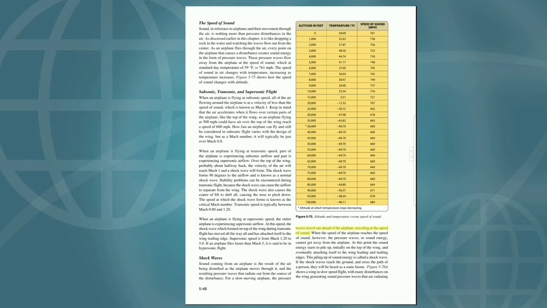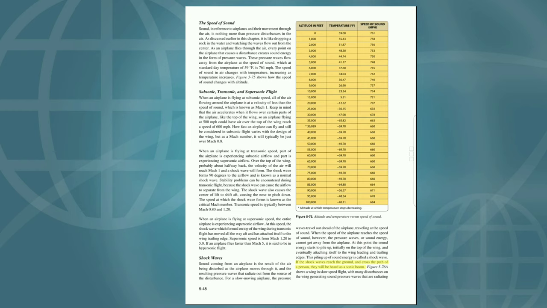Waves travel out ahead of the airplane, traveling at the speed of sound. When the speed of the airplane reaches the speed of sound, however, the pressure waves, or sound energy, cannot get away from the airplane. At this point, the sound energy starts to pile up, initially on the top of the wing, and eventually attaching itself to the wing leading and trailing edges. This piling up of sound energy is called a shock wave. If the shock waves reach the ground and cross the path of a person, they will be heard as a sonic boom.